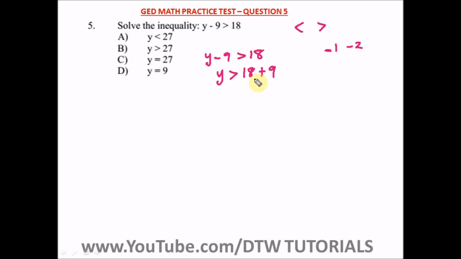So for here, when you take a minus sign to the other side of the equation, it changes to a positive sign. So you have here 18 plus 9. What is 18 plus 9? So y is greater than 27. All right, so this is our answer, and our right option here is option A.